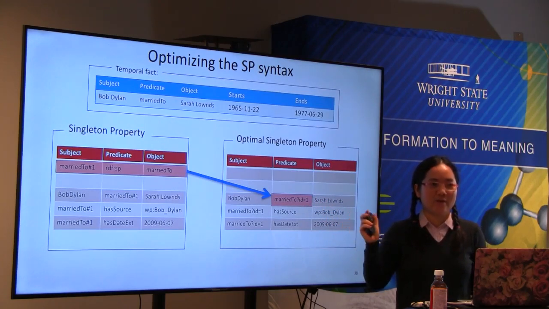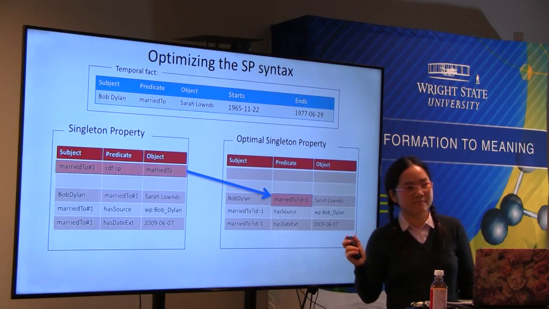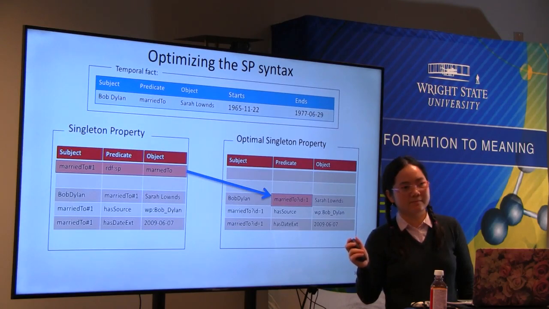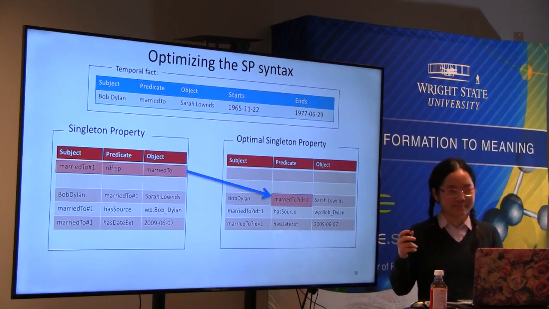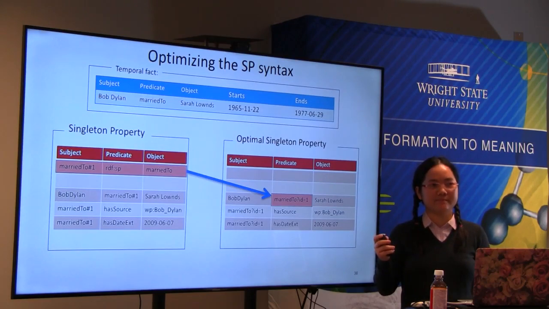Yeah, I fully agree. It's possible, and it's a good idea. My question is how much this representation affects the performance by removing such an explicit statement, while on the other hand you say that we should make SP easier to understand. I think the left representation is easier to understand.